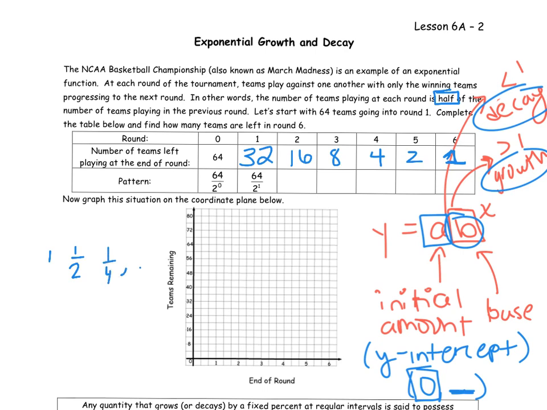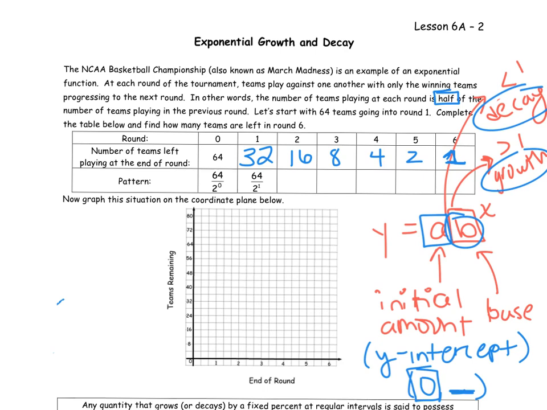Notice you will never reach what number? If I just continue to half and half and half, you're never going to reach 0. This number will just keep halving. Okay, so just keep that in mind. We're never going to reach 0.